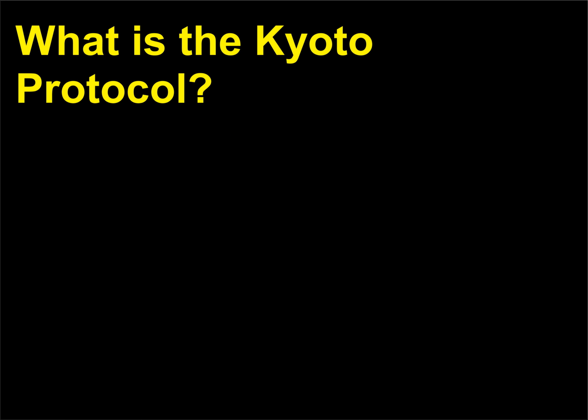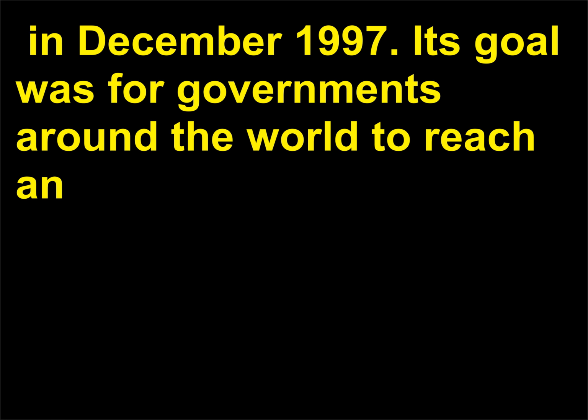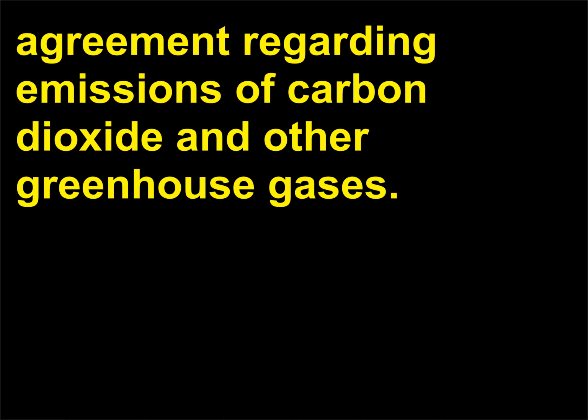What is the Kyoto Protocol? The Kyoto Protocol was an international summit held in Kyoto, Japan, in December 1997. Its goal was for governments around the world to reach an agreement regarding emissions of carbon dioxide and other greenhouse gases.